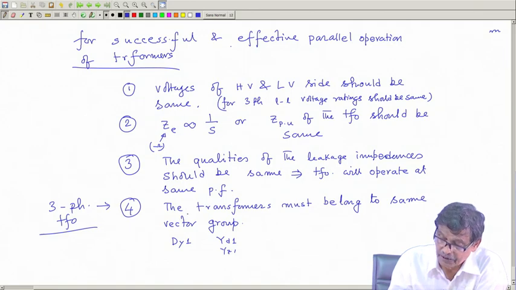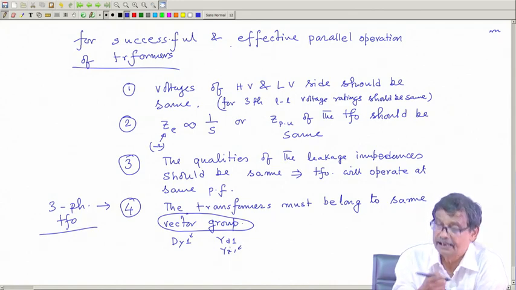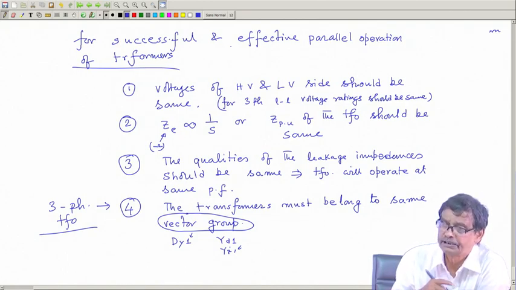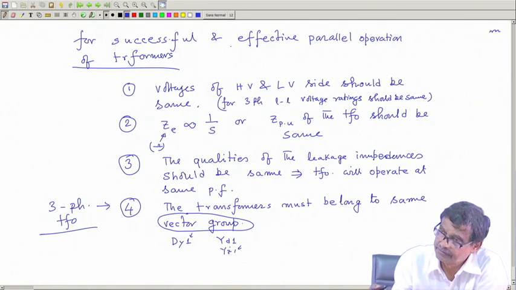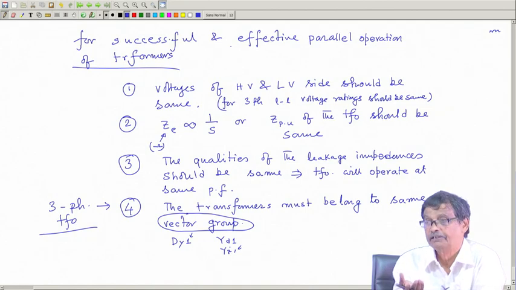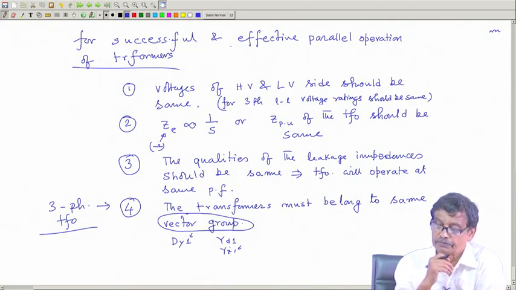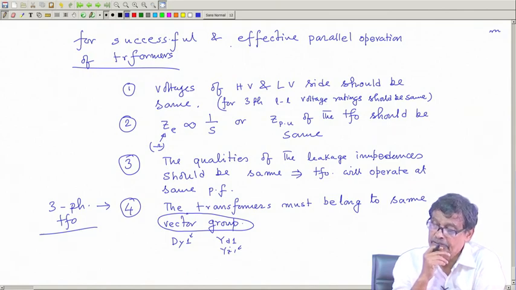That is, they must belong to same vector group, that is, these numbers should be same, apart from the fact that the line to line voltages are same. And then for better load sharing, these things are valid, that is, the per phase impedances should be inversely proportional to their kVA ratings, and per unit impedance should be same for both the transformers. Okay.